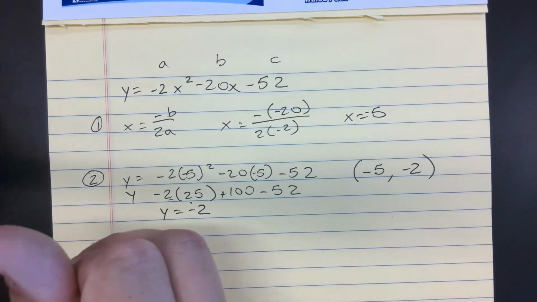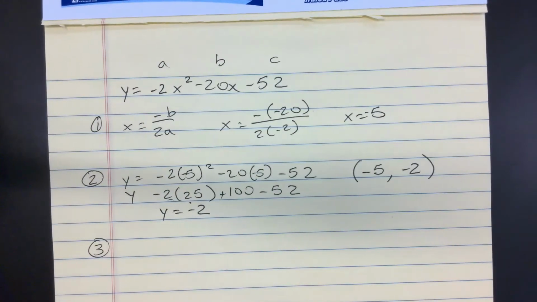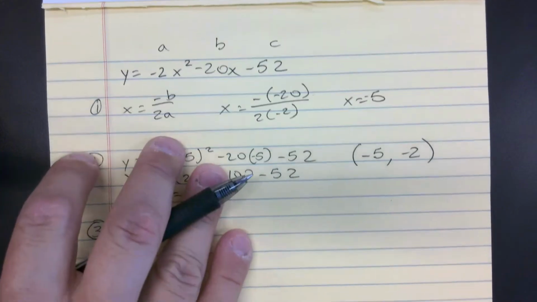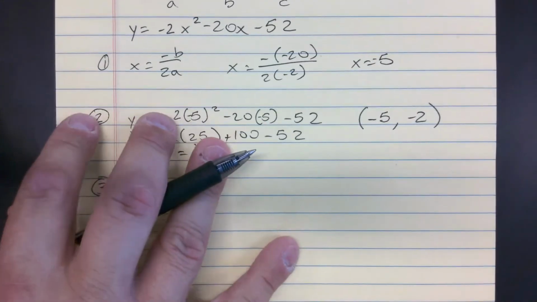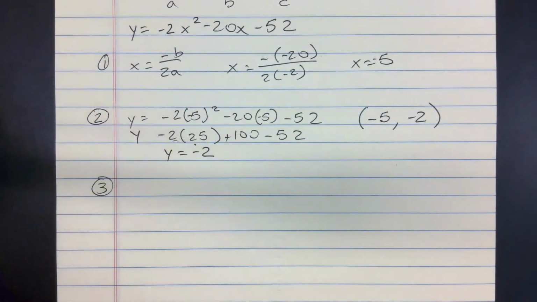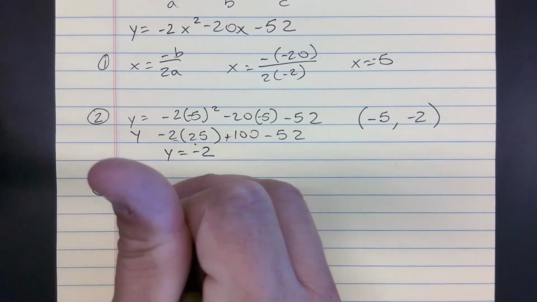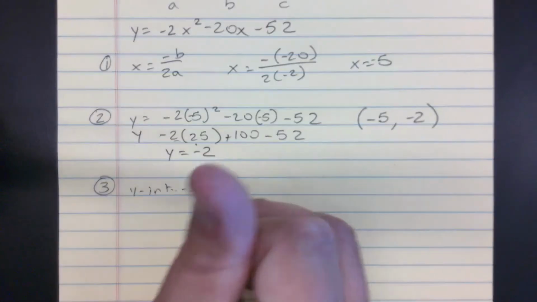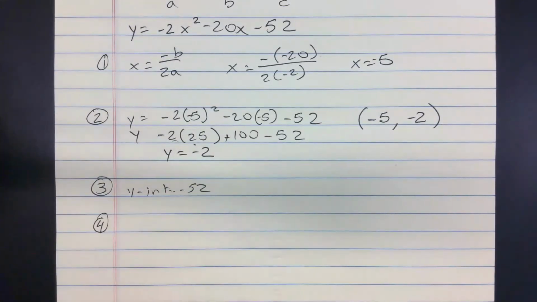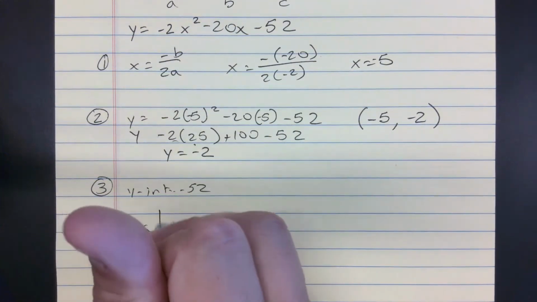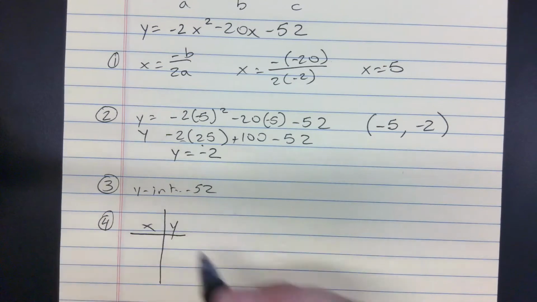Okay, step number 3 is the y-intercept. Can we graph this y-intercept? Absolutely not. Why? It's too far away from the origin, right? I think it usually goes to 14 on your graph. So the y-intercept, even though that doesn't help us here, is negative 52. What was step 4? Make a table. Okay, because we can't graph the y-intercept, now we have to make a table with 2 points.